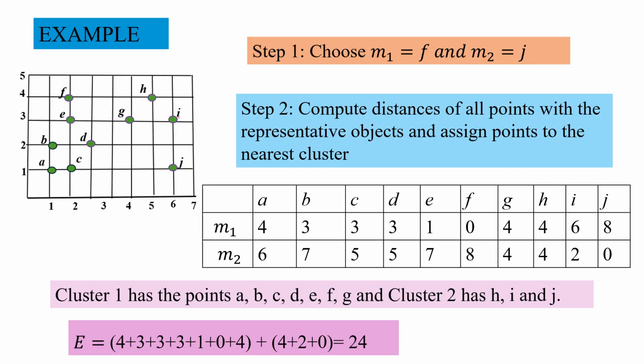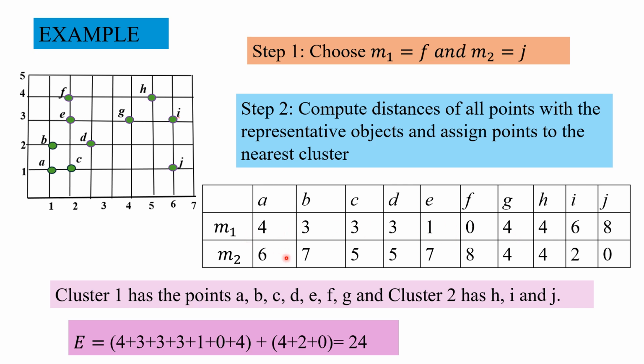Okay, so we have this example with 10 data points, and we initially choose m1 as the point f, and m2 is j. Okay, these two we have chosen. We then compute the distances of all the data points with the representative objects m1 and m2. These are Manhattan distances, and for distance computation, I will provide a link in the description box to the previous videos.